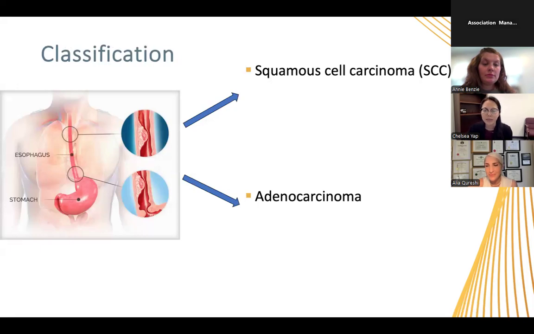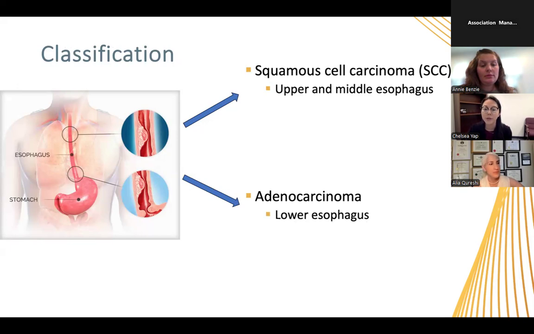This is an important slide to classify the different types of esophageal cancer. So 2 main types that we're looking at here, the squamous cell carcinoma and adenocarcinoma. Squamous cell carcinoma is more commonly found in the upper and middle esophagus, while adenocarcinoma is more commonly found in the lower esophagus, more towards the GE junction.